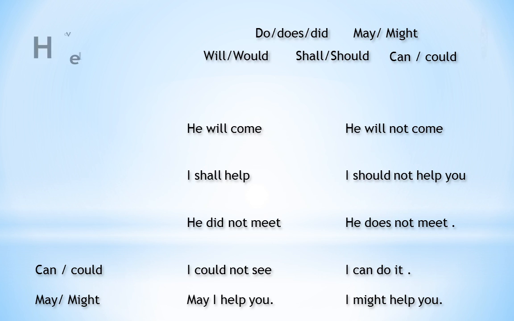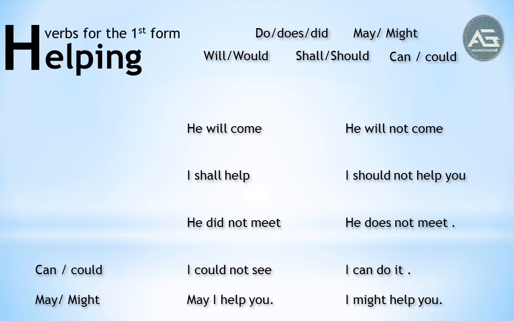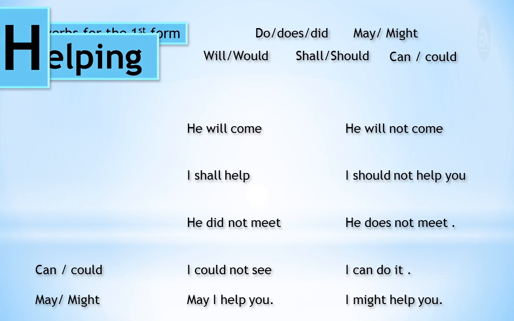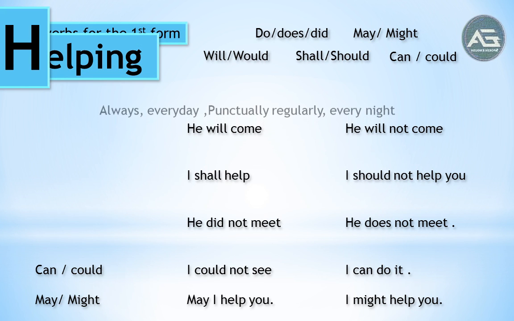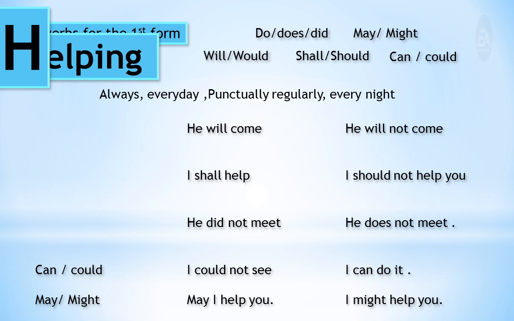So here we have helping verbs for the first form of the verb. The helping verbs of the first form of the verb are do, does, did, may, might, will, shall, would, should, can, could. Keep in mind, wherever you look at a first form sentence, there are such kinds of helping verbs: does, do, did, may, might, would, will, shall, should, can, could. And also in the object we can see daytime and place like always, every day, punctually, regularly, every night. They're known as objects.